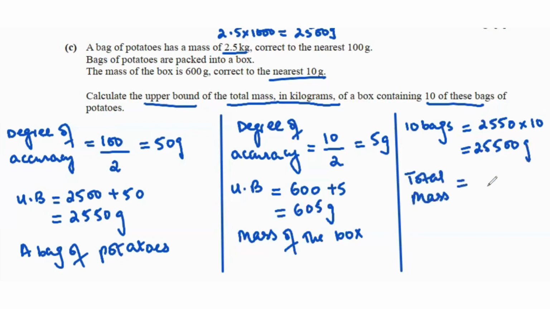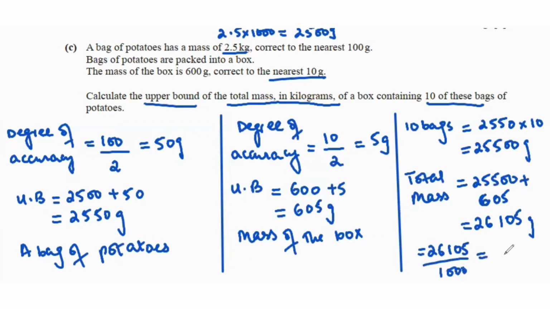And now the total mass would be 25,500 plus 605, which is going to equal 26,105 grams. Now in kgs, the upper bound is going to be this value divided by 1,000. That's going to be 26.11 kg. That is your answer for the upper bound of 10 of these bags of potatoes in kilograms.